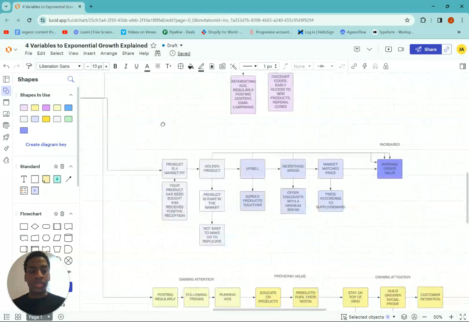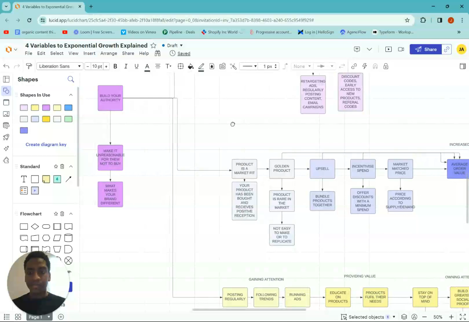Now, going on to average order value. Again, you need to build your brand authority. You need to make it unreasonable for them not to buy. And once you've done that, you have to ensure that your product is a market fit. So someone's bought from you, and you receive positive reception from people using that product.